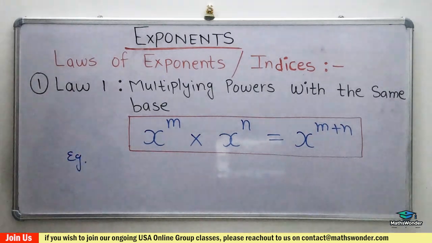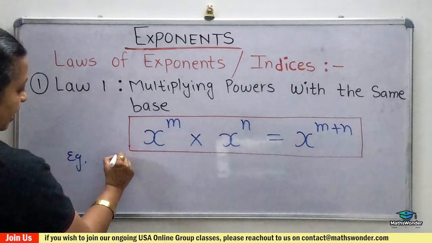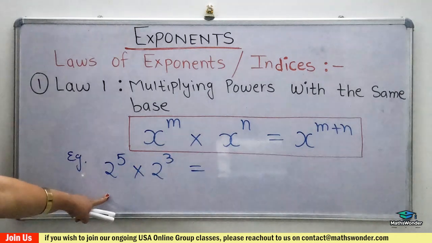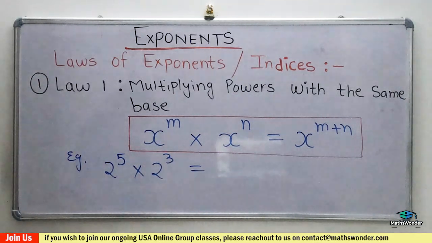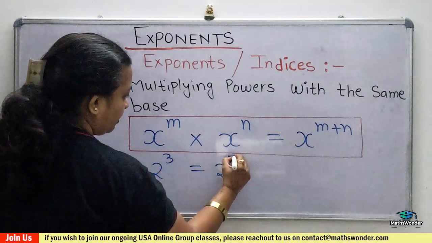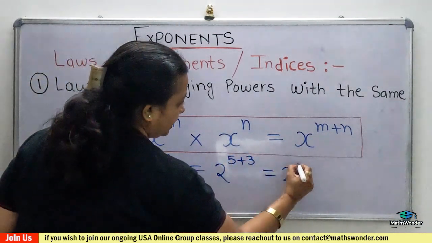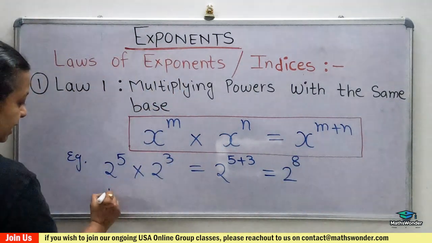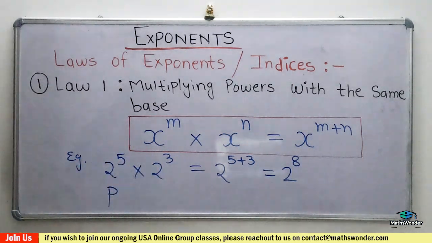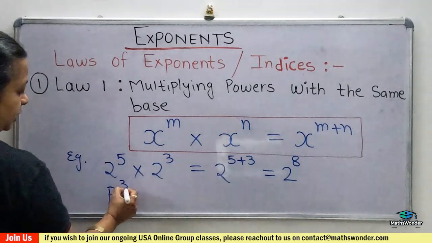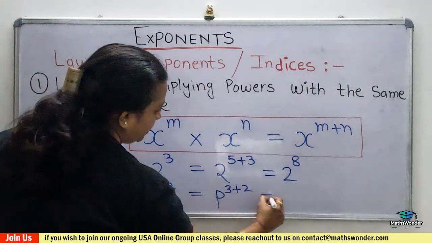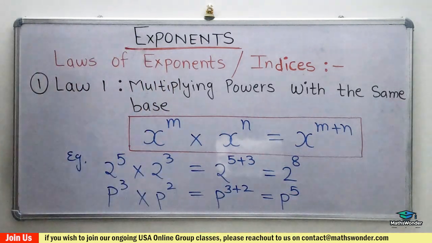For example, see the examples. Example number 1: 2 raised to the power 5 times 2 raised to the power 3. Now see, the bases are the same, right? With the multiplication sign. So, exponents will be added. So it is 2 raised to the power 5 plus 3, which is 8. See? The same thing you will see in variable form. p cubed times p squared. When you add the exponents, 3 plus 2 will be 5, so p raised to the power 5. See?